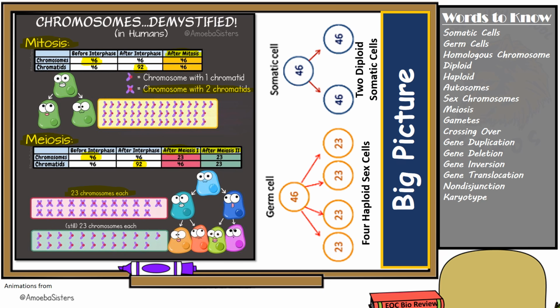This is going to allow cells to go through the second round of cell division, in which later on in anaphase 2, they're going to split up the sister chromatids from each chromosome, giving a total of 4 haploid sex cells in telophase 2, each with 23 chromosomes.